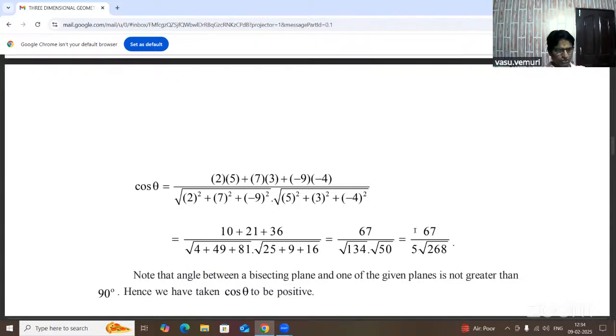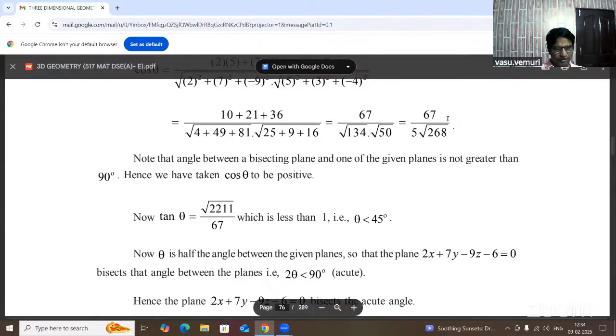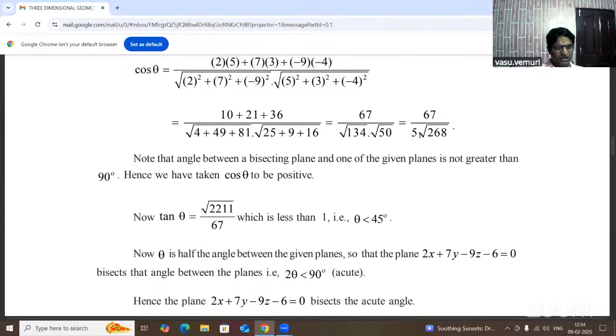Note that the angle between a bisecting plane and one of the given planes is not greater than 90 degrees. So 67 by 5 root 68 is less than 1, and we take cos theta to be positive. When cos theta is positive, we find the value of sin theta, and from sin theta it is easy to find tan theta. Here the tan theta value shows theta is less than 45 degrees, and theta is half the angle between the given planes.